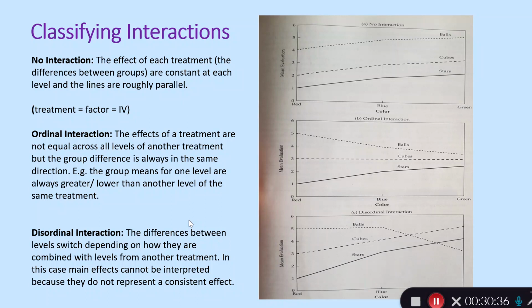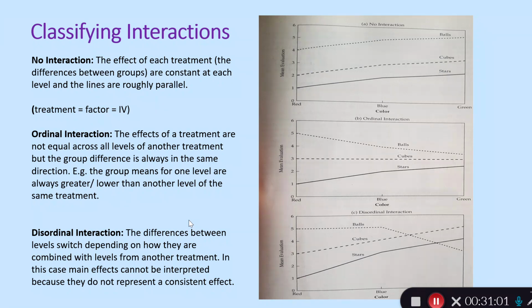Okay, and it's likely that the type of interaction you were taught about at undergraduate level has been a disorderly interaction. Some people refer to it as a crossover interaction. Okay, and you can see even if you have a significant main effect, it becomes meaningless because a main effect is saying this group has a higher mean than that group.